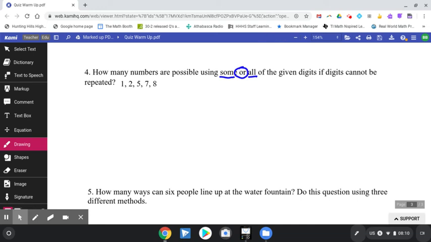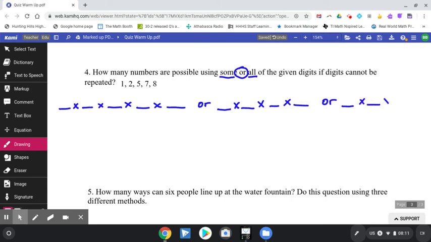So the first scenario I'm going to look at is we could use all of the numbers. Or maybe it's just 4 digits. Or, let's see, I'm writing too big here. Or maybe 3 digits. Or 2 digits. Or 1 digit. So we want to write down every possible scenario.